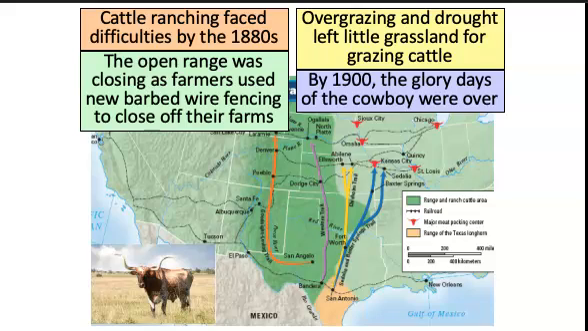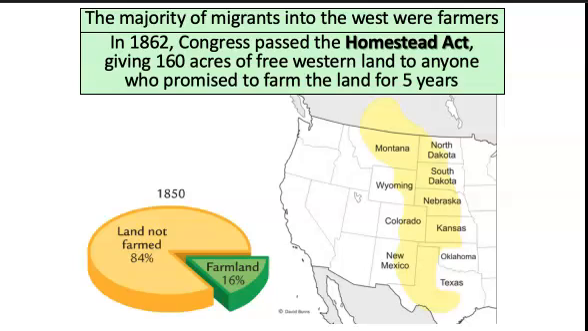The third thing that's going to bring people to the West is going to be farming. And the majority of migrants into the West were farmers.